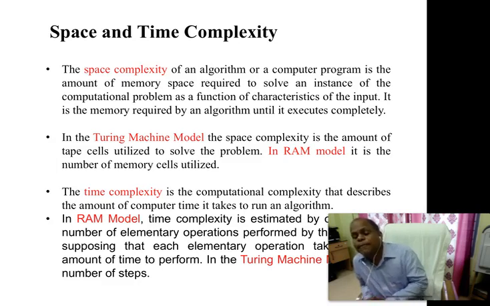Whatever may be, both models are more or less equivalent. The analysis, whether you follow the RAM model or the Turing machine model, is more or less the same. Now, in the next class, we will discuss asymptotic notation.